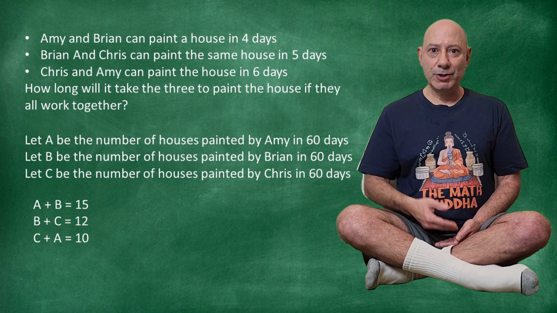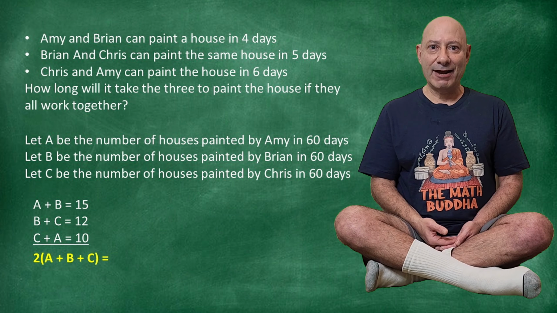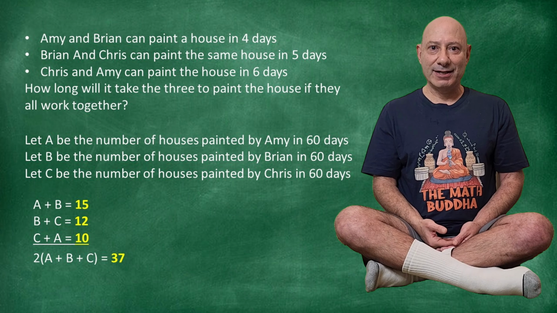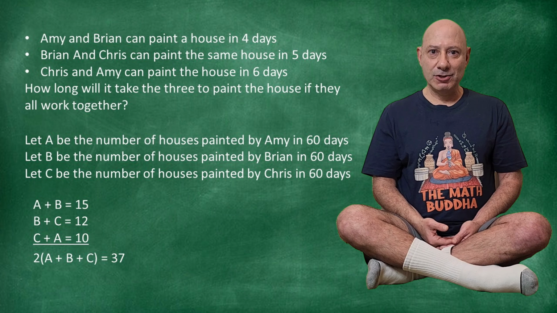2 A's, 2 B's, and 2 C's, which means that when we add everything together, on the left we're going to have 2 times A plus B plus C. And on the right, we just have to add our constants together. So we get 15 plus 12 plus 10 equals 37. Now we just have to divide by 2 to get our A plus B plus C isolated on the left side. And that's going to give us A plus B plus C equal 37 halves.